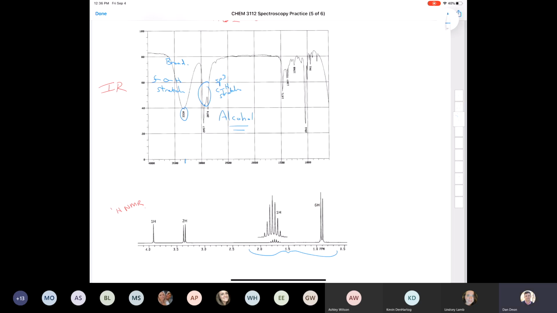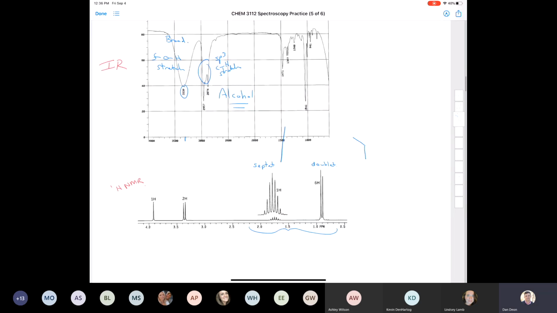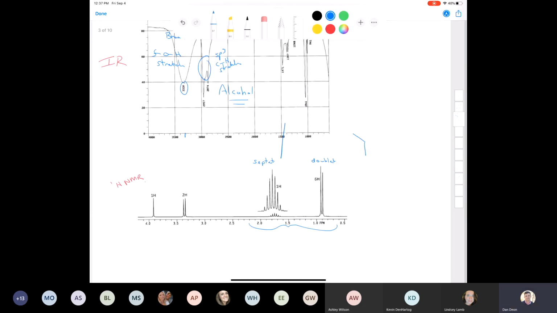Absolutely. Thanks, Diego. Yes, we have a septet, right? This is a septet, and then we have a doublet here. So that means we probably have an isopropyl group. Well, the compound only has 4 carbons, C4H10O. Okay, so let's keep that in mind.